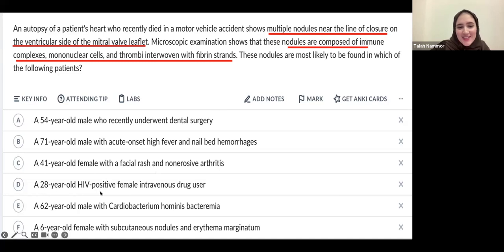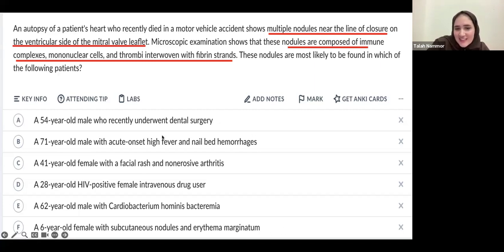A 28-year-old HIV positive female intravenous drug user. Do you think it's D? A 60-year-old male with cardiobacterium hominis bacteremia. They're literally saying he has an infection, so definitely not. A 6-year-old female with subcutaneous nodules and erythema marginatum. This is also not it, because what is this, guys? The subcutaneous nodules and erythema marginatum. This is rheumatic fever.